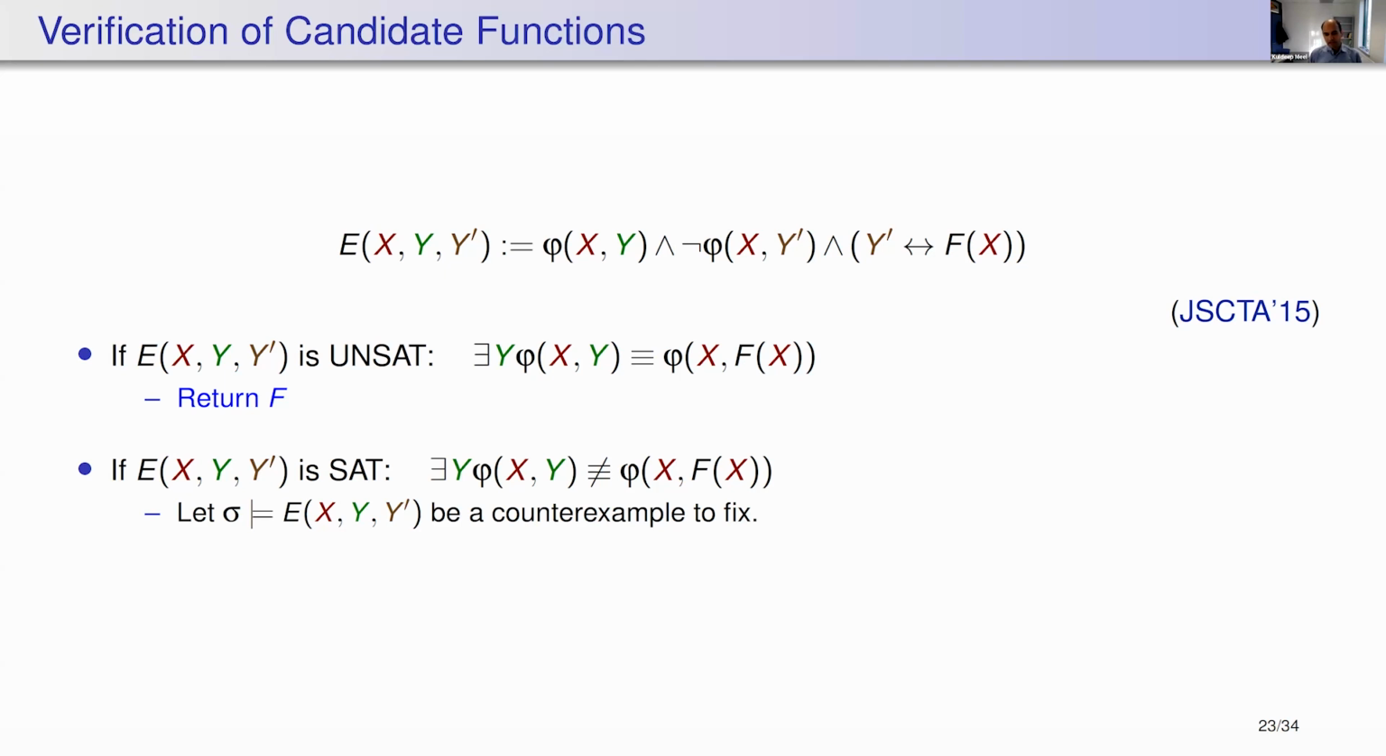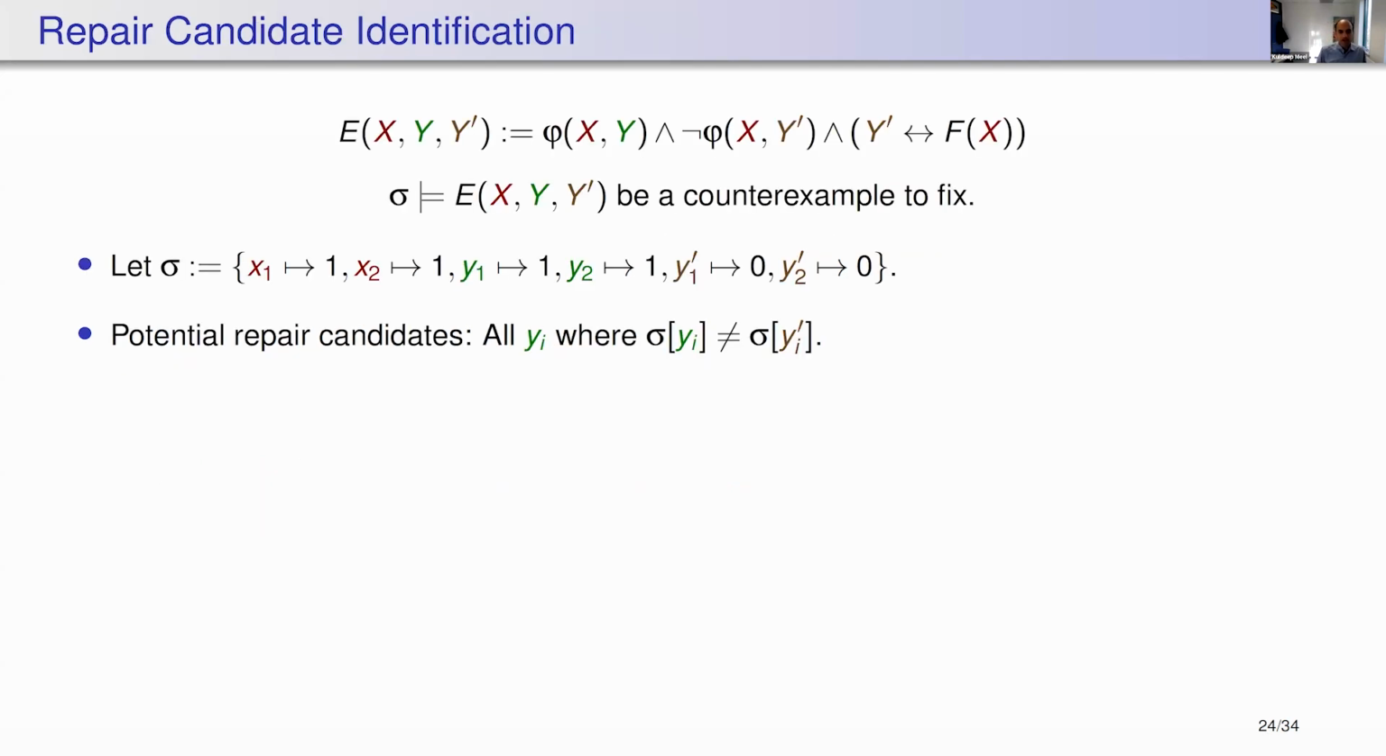So now we have a counterexample to fix. How should we go about doing repair with respect to this counterexample? Let's say this is the counterexample which assigns the value 1 to x1 and x2, and tells us that when x1 and x2 are 1, 1, we could assign y1 and y2 to be 1, and we would be able to satisfy the specification. And our current candidate function gives an assignment of 0 and 0 to y1 and y2.